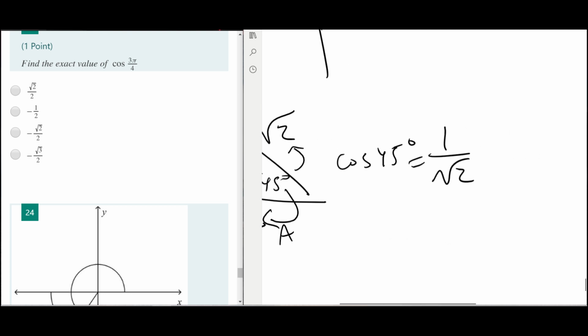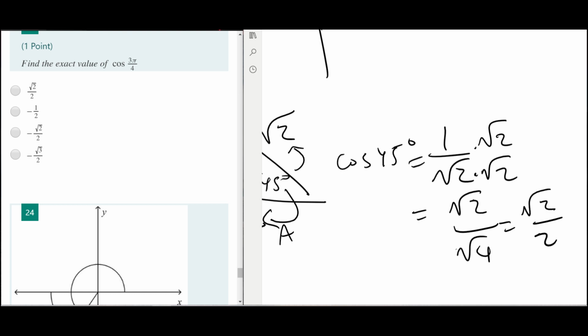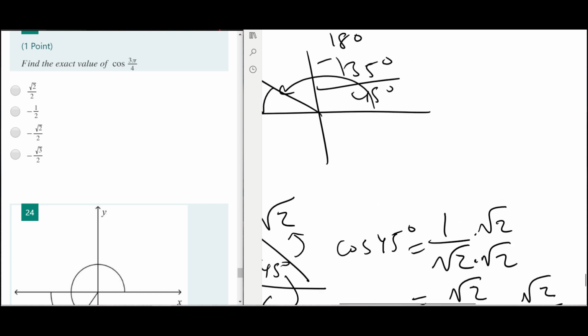And then of course we're going to rationalize that. So we're going to multiply to get rid of the radical in the denominator, you got to multiply by the same radical. So 1 times square root of 2 is square root of 2. Square root of 2 times square root of 2 is square root of 4, but square root of 4 is 2. So it's going to be square root of 2 over 2. Be careful.